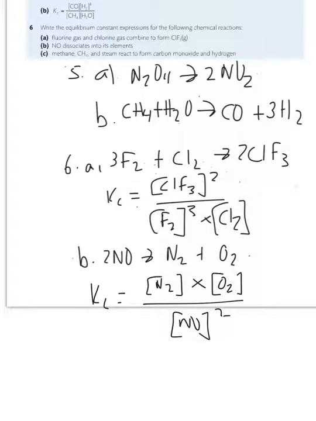And then part C, methane, CH4, and steam react. Steam's just a form of water, H2O, to form carbon monoxide and hydrogen. So I've got CO plus H2. My carbons and oxygens are okay. It's just my hydrogen. I've got 6 on the one side, so I'm going to need a 3 here to balance things out.